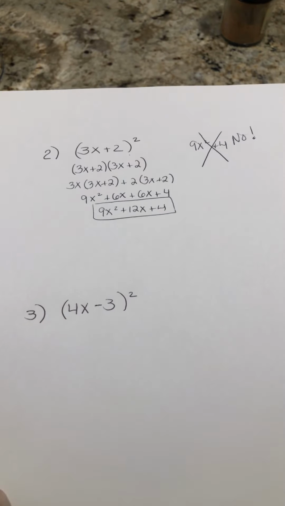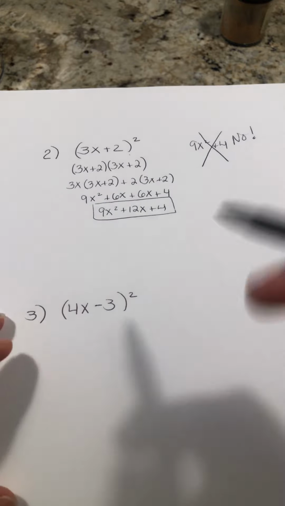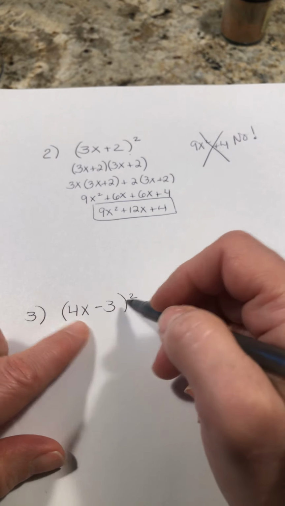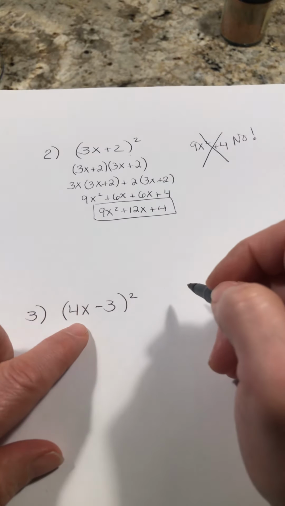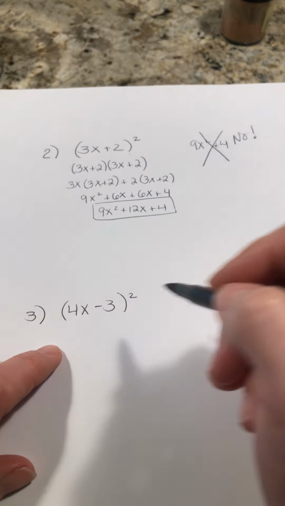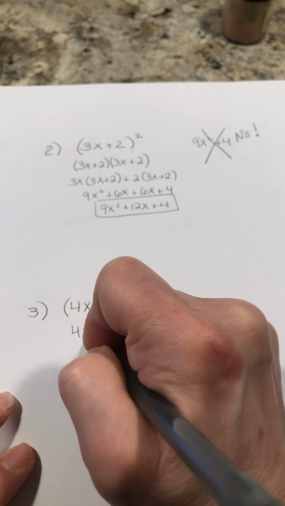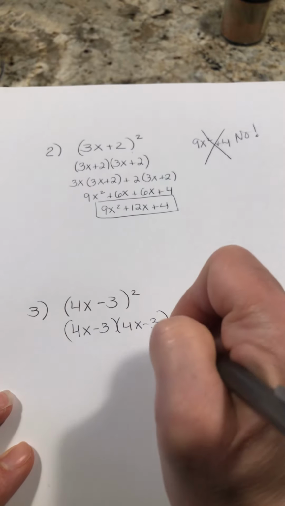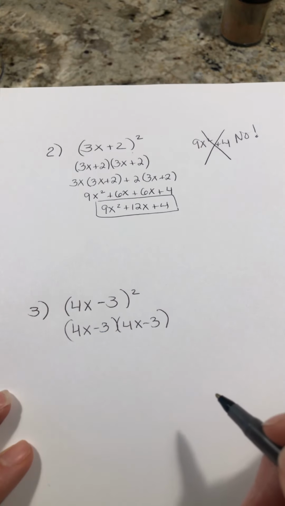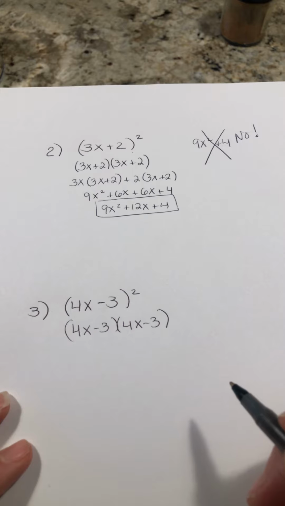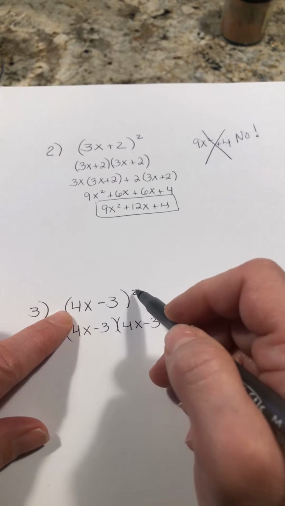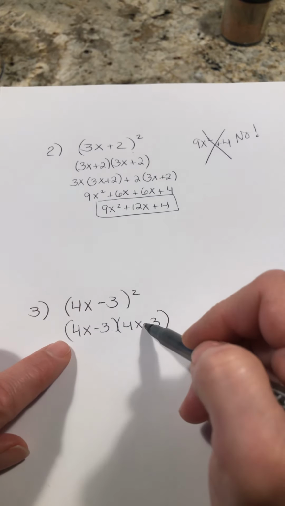So let's try number 3. Number 3 goes with the same process here. I cannot just multiply the 4x times 4x and the 3 times 3 to get 16x squared plus 9. That's not going to work that way. I have to write it out twice. This is a common mistake that students make, and I don't want you to make this mistake. So when you see a binomial with an exponent and the exponent is a 2, write it out twice.